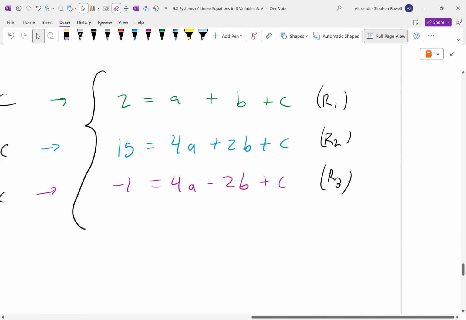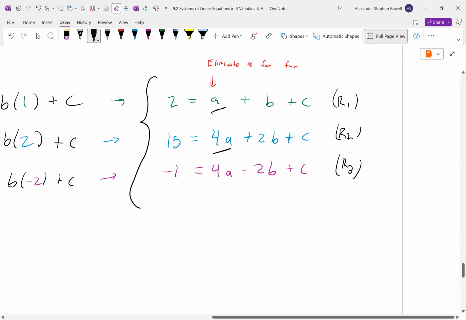Which variable would be easiest to eliminate? C. They won't all be that easy. So I'm going to practice maybe eliminating A. Let's eliminate A for fun. Okay, I would like these to be opposites using the elimination method. So I'd like to multiply row 1 by what? Yes, row 1 by -4. And I'd like to add it to row 2.